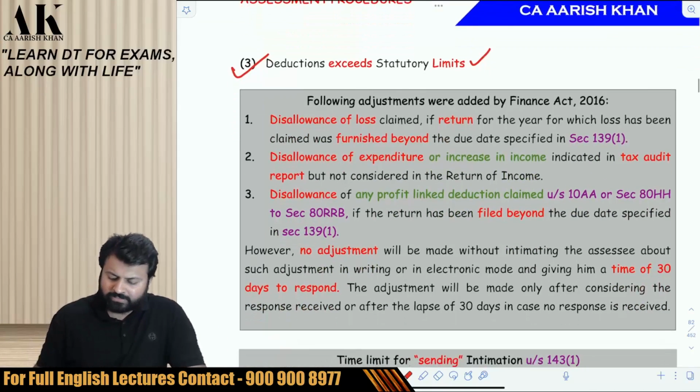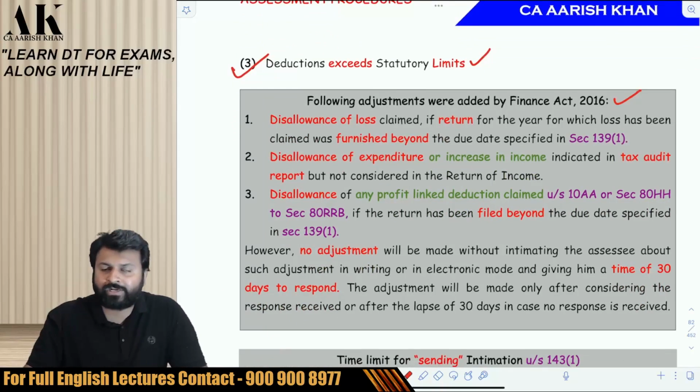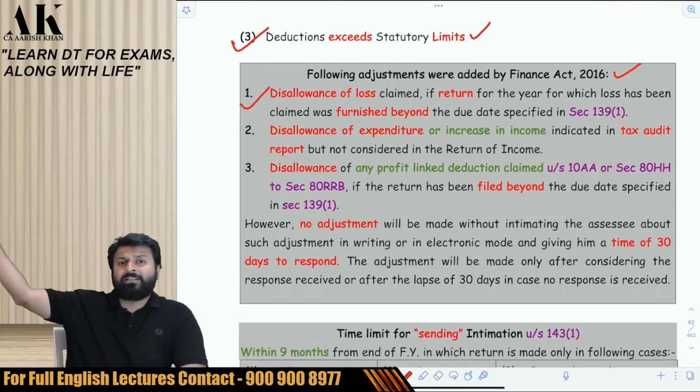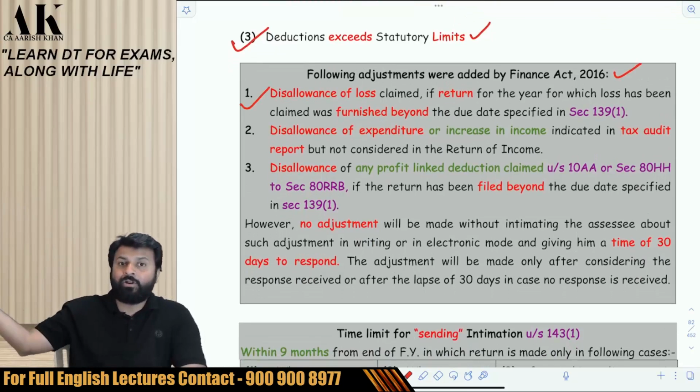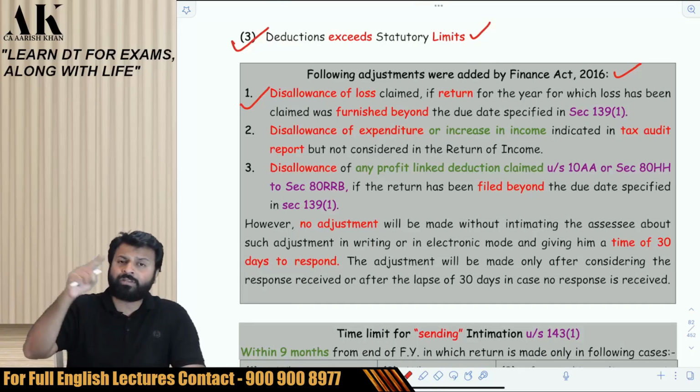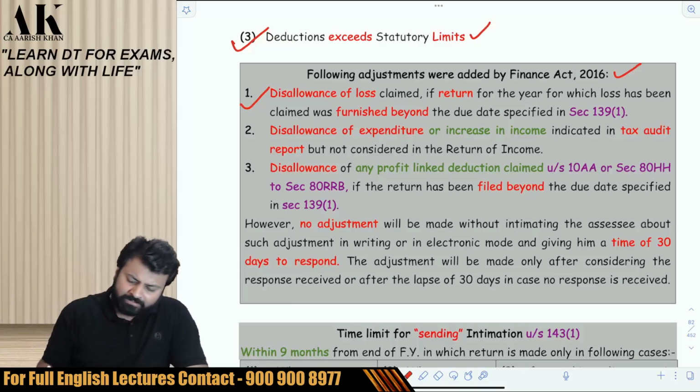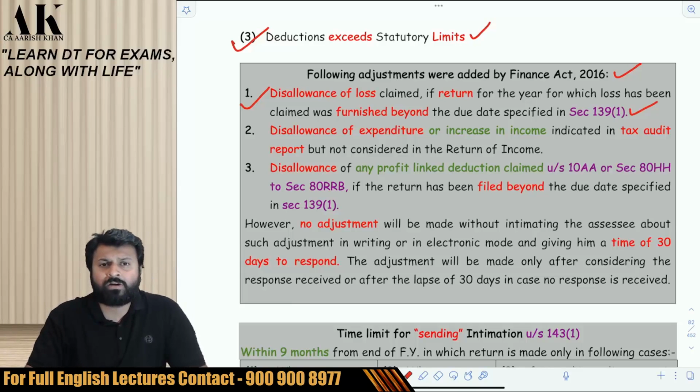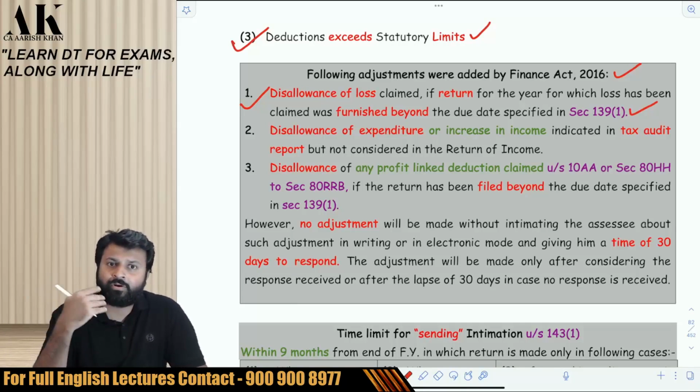Now, Finance Act 2016 has added a few more mistakes which the software can identify. First, suppose you have filed the return of last year late and there is a loss. Then obviously you know that you cannot carry forward that loss and set it off. But instead of that, you have still carried forward and set off that loss. Then what will happen in the current year? The software will pick up that information, will add back your loss and will disallow that.